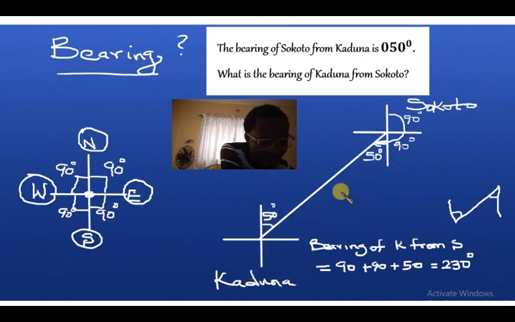Now, the bearing of Kaduna from Sokoto, you just take your measurement from north. You keep going until you get to the line that joins Kaduna and Sokoto together. Once you get to that line, take your readings. From this north to east is 90. From this east to south is another 90. And from this south to this line that joins them together, by the property of alternate angle, is 50 degrees. So when you add all the angles together, you have 230 degrees, which is the bearing of Kaduna from Sokoto.